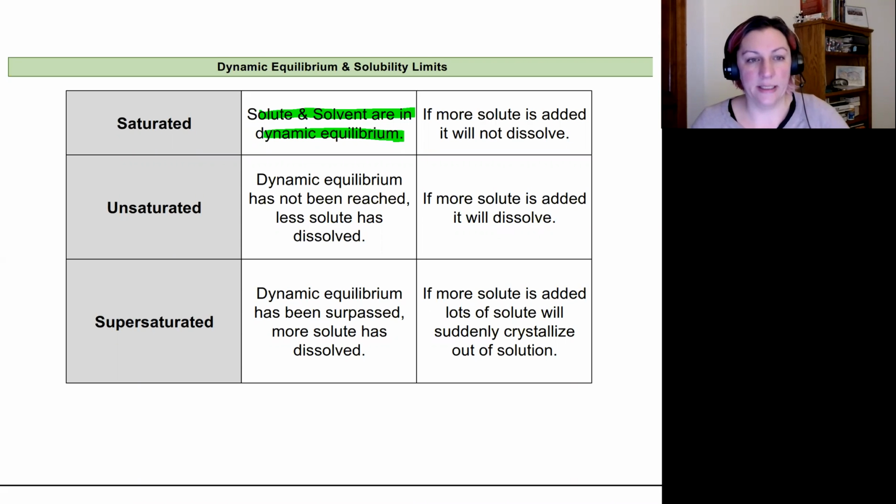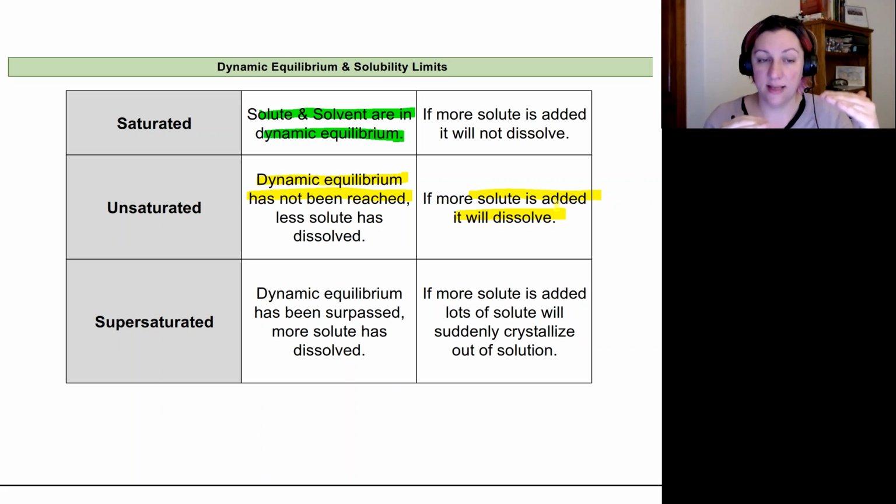Now, unsaturated means that we haven't hit that dynamic equilibrium. So less solute has actually dissolved than in our saturated solution. There's still a higher rate of dissolving than there is a rate of recrystallization. So if I add more solute to it, it will actually dissolve, because it will keep dissolving and dissolving until that rate of dissolving and recrystallization is the same.